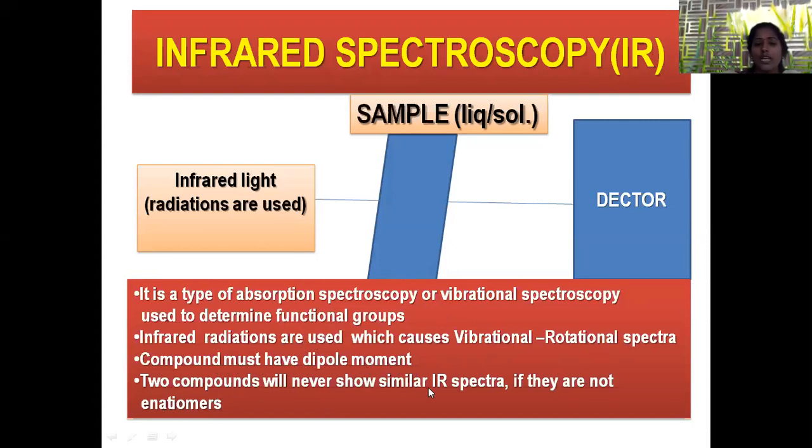Two compounds will not have similar IR spectra. This is an important condition. Each and every compound has its unique IR spectral lines based on its stretching and bending vibrations.